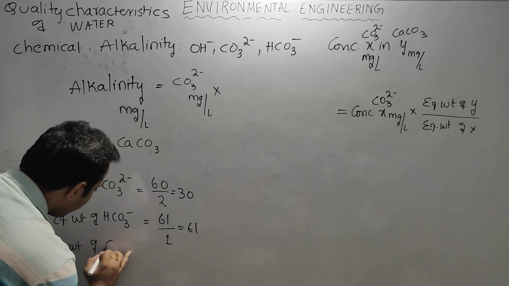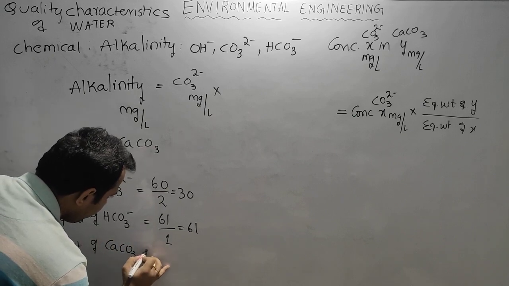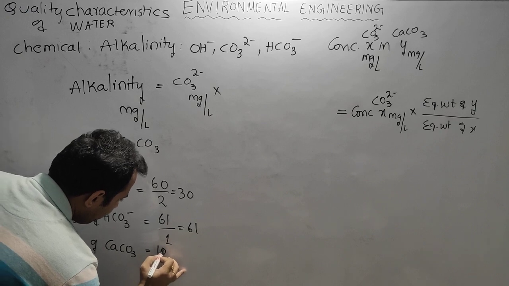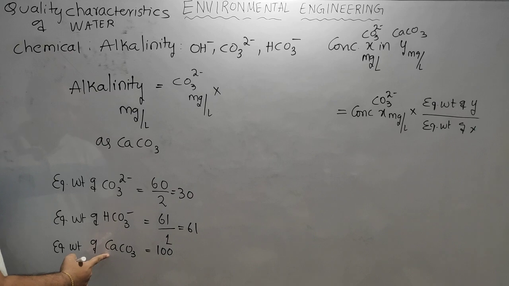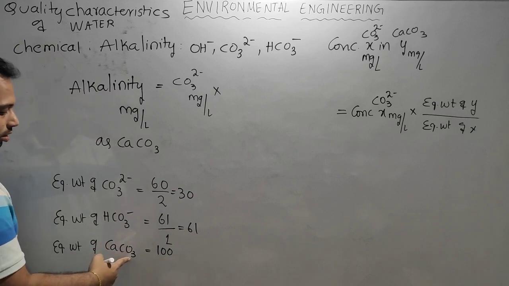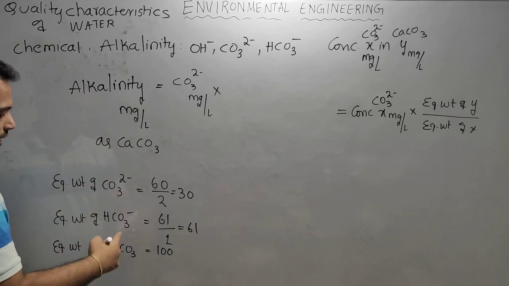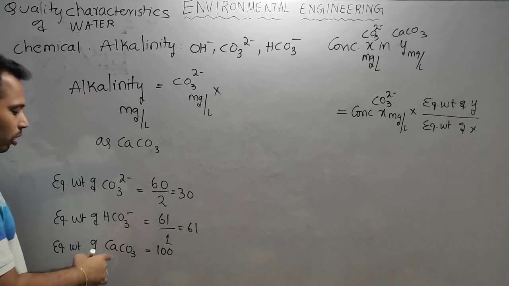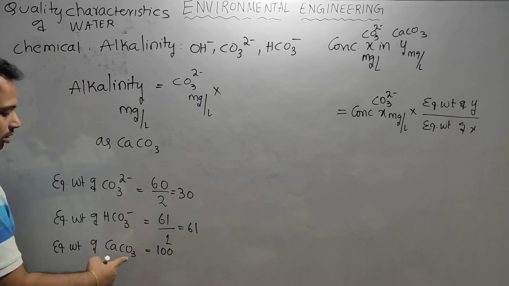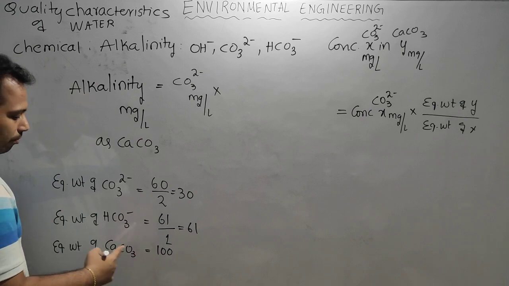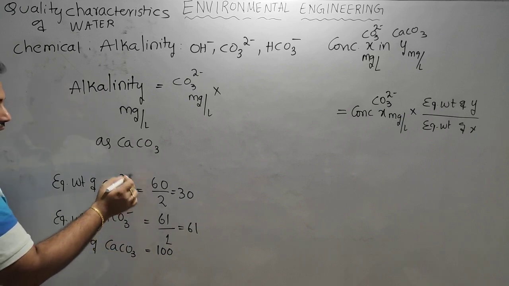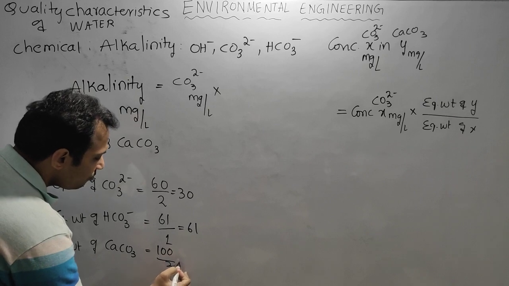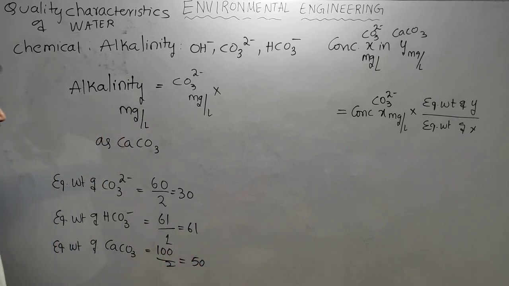Equivalent weight of CaCO3. CaCO3 molecular weight is 100: Ca is 40, CO3 is 60, so 60 plus 40 is 100. But the valency, calcium exists as Ca2 plus, carbonate exists as CO3 2 minus, so the valency is 2 here also. That means the equivalent weight is 50.